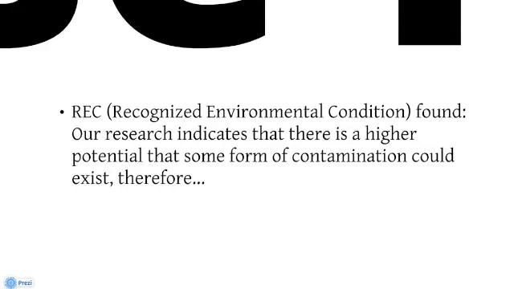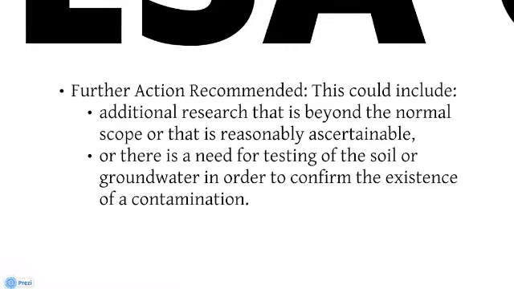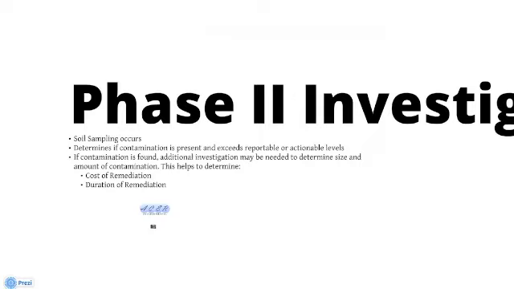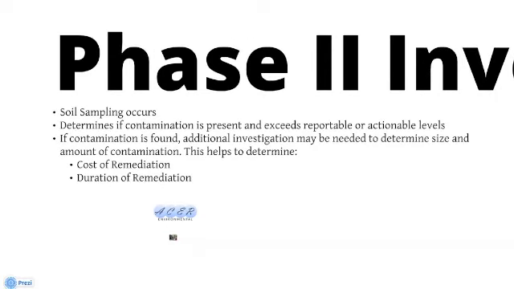The other recommendation is called a recognized environmental condition and indicates there is potential contamination on the property. In these cases, we have to recommend that further action be taken. This could include additional research that is beyond the normal scope of work for a Phase 1, or that a Phase 2 soil assessment be completed. A Phase 2 soil assessment investigation is where we drill into the soil, take samples, and test for contamination.